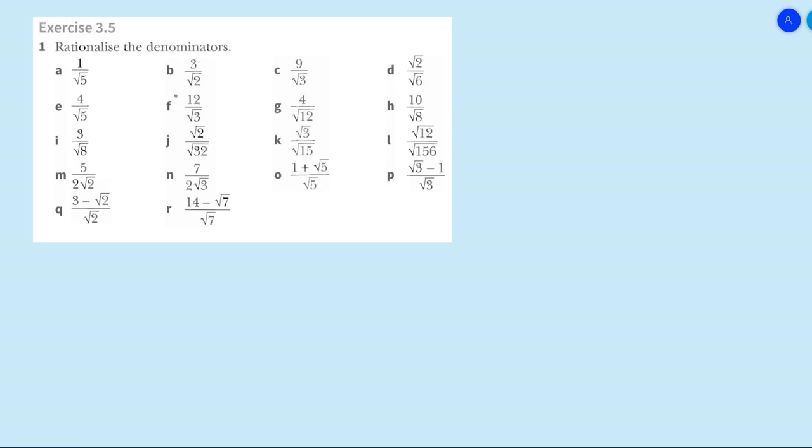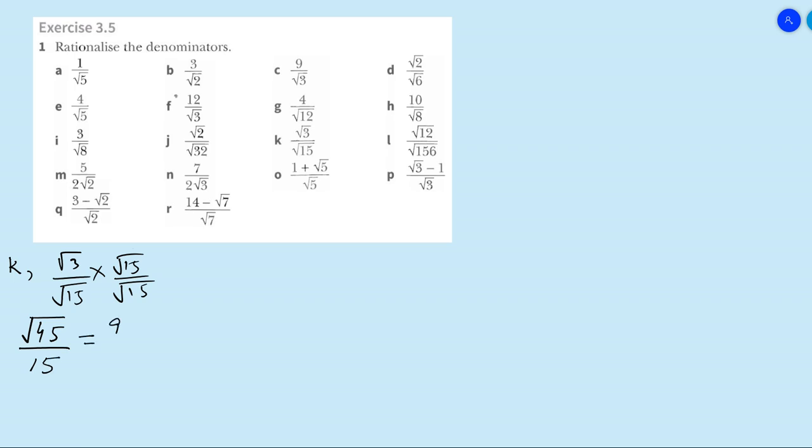After part J, come to part K. Part K is root 3 upon root 15. Multiply and divide by root 15. Root 15 into root 3 is root 45 upon root 15 into root 15 is 225, or you can directly, whenever two same roots are multiplied, just write one value without the square root. So the answer is 15.